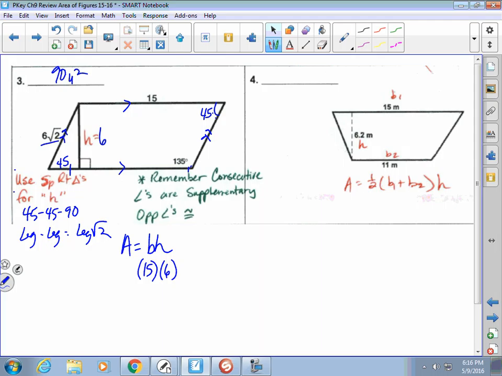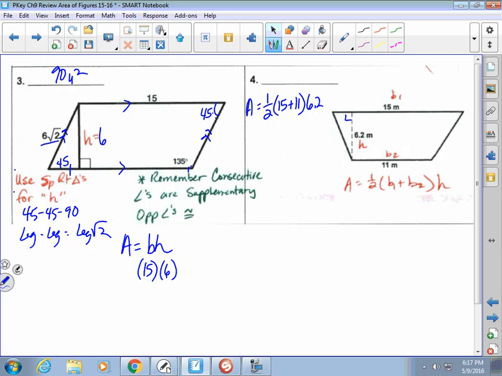Alright, and then this next one, number 4, it's a trapezoid. You do not have to find the height or use any special rights. We're just plugging into the formula. Make sure you know your formula. So the area is 1/2 base 1. It doesn't matter which order you do. 15 plus 11 times the height, which is 6.2. Height's always perpendicular. I know the box is missing, but it's your distance between the bases.